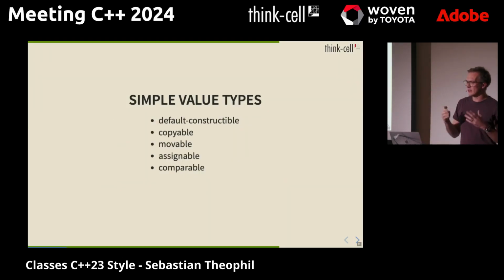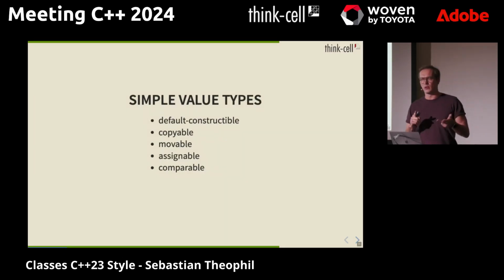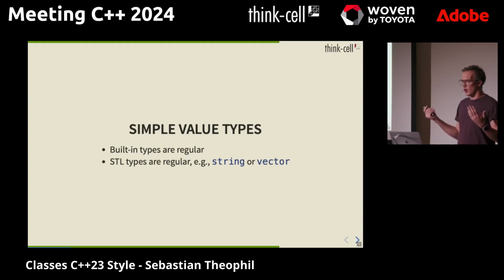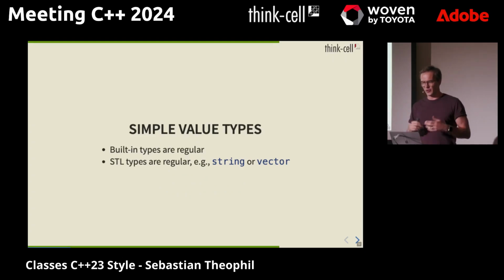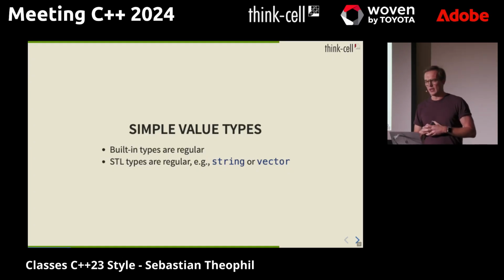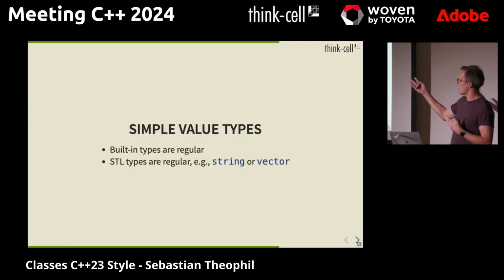In summary, simple value types should be default constructible, they should be copyable, movable, assignable, and comparable. And that means we call these types regular types. All built-in types, integer for example, are regular types, and STL types are typically, I hope always, regular types. Well, containers are. String and vector, for example, are regular types, of course.